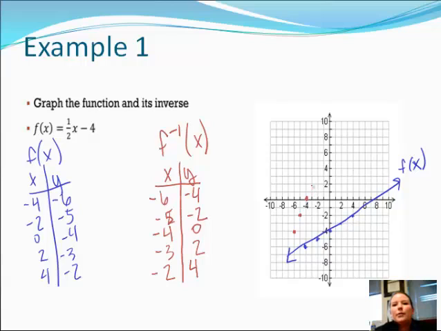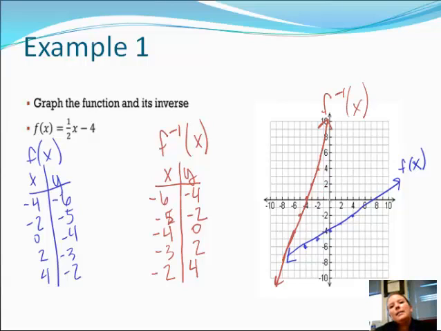-3 and 2. And then -2 and 4. So my inverse function looks like this. I'm going to keep going down like that. Okay, so that's f inverse of x.